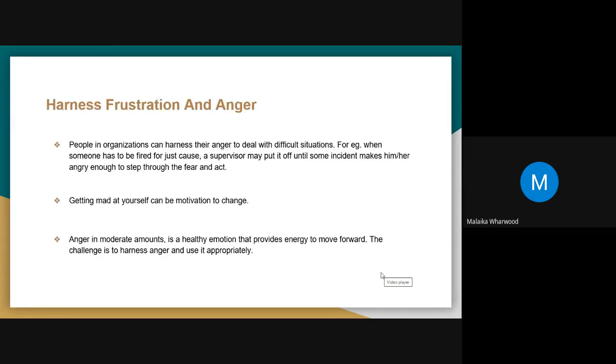Harness frustration and anger. People and organizations can harness their anger to deal with difficult situations. For example, when someone has to be fired for just cause, a supervisor may put it off until some incident makes him or her angry enough to step through fear and act.